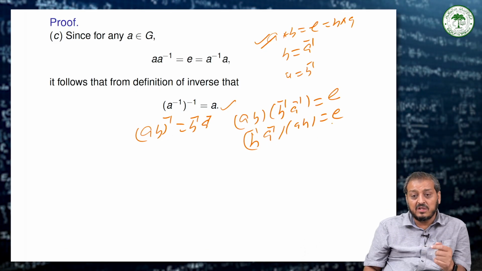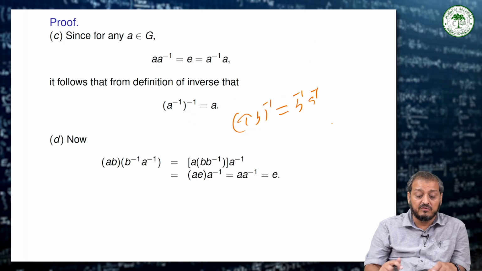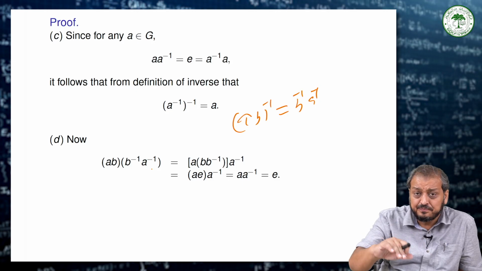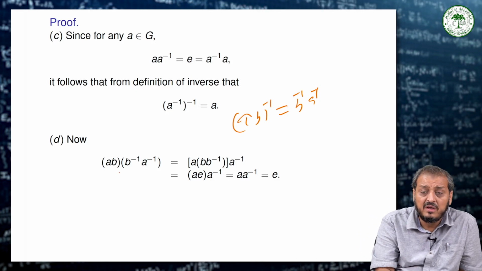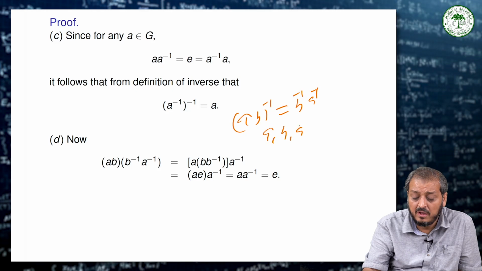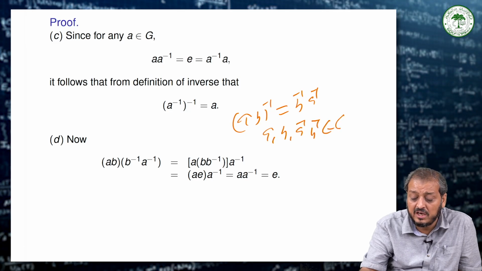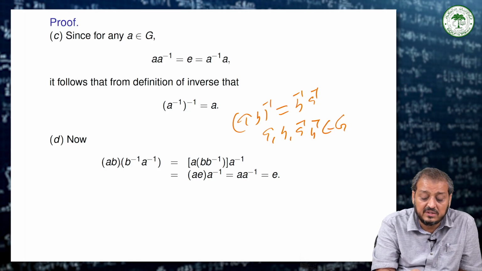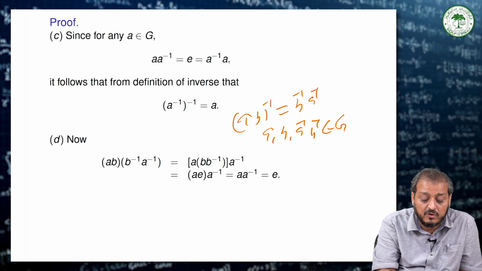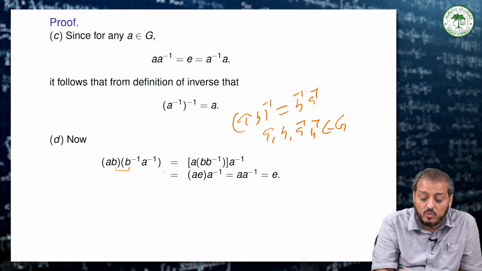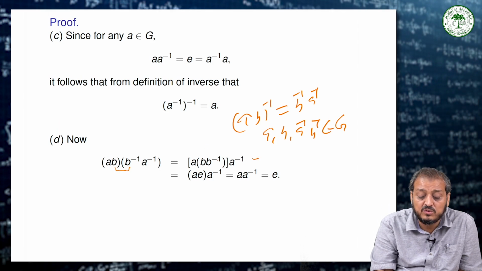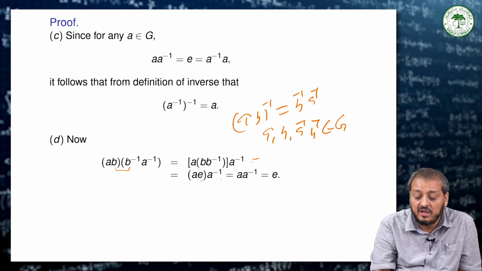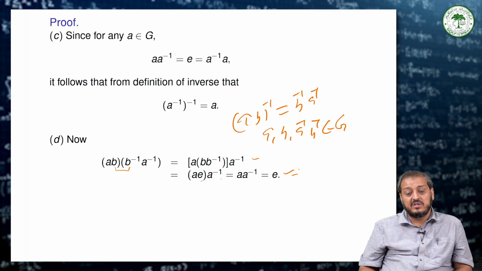So let us begin with the first one. We take AB B inverse A inverse, because A, B, A inverse and B inverse are all elements of group G. So for AB B inverse A inverse, we apply associativity: A (B B inverse) A inverse, and B B inverse, you know, is equal to the identity element. So A identity A inverse, and then A A inverse is equal to the identity element.